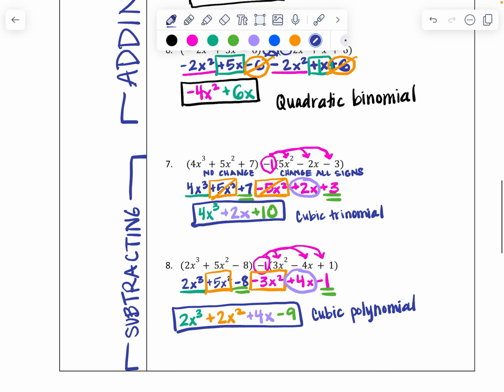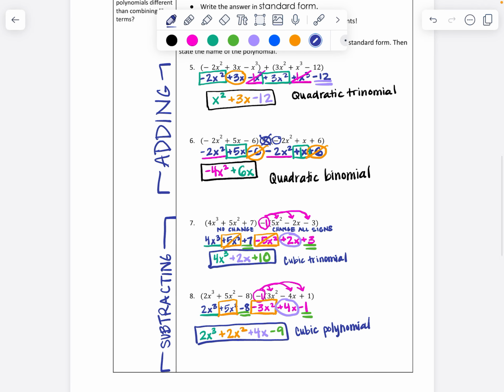So in today's practice, you will be adding and subtracting polynomials.